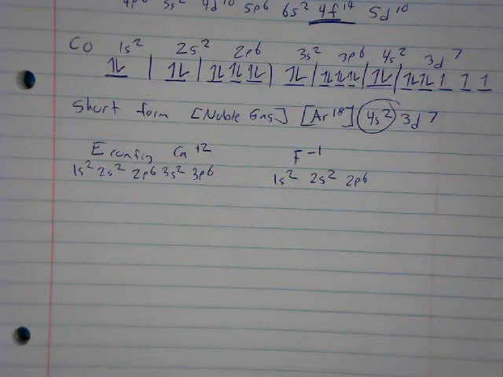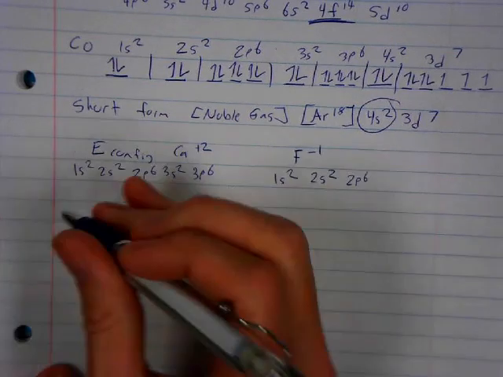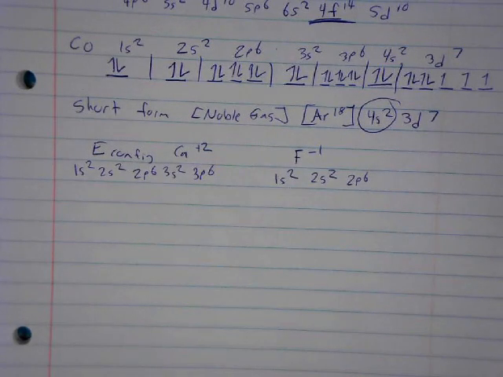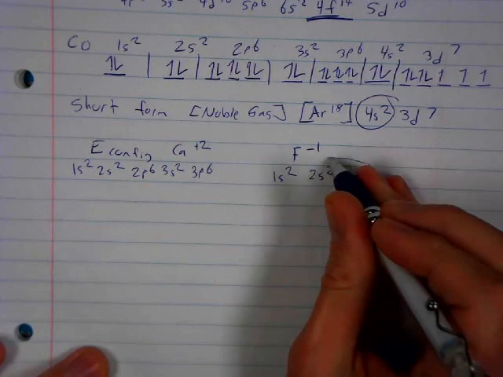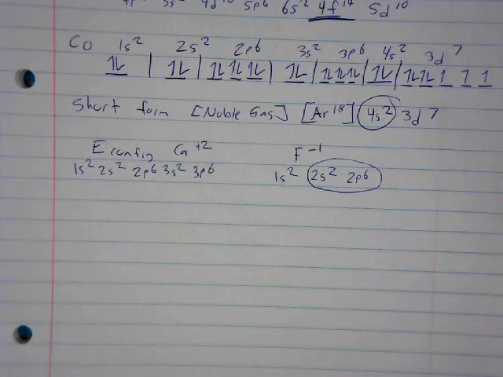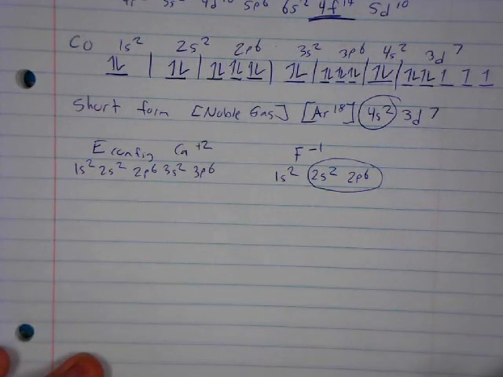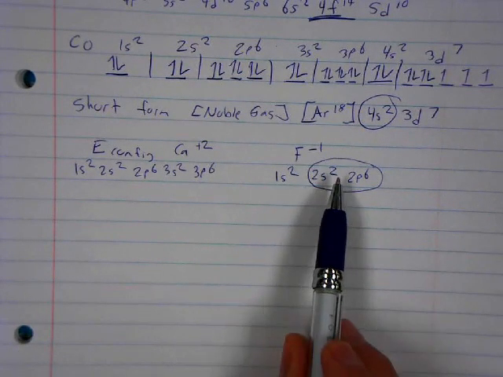1s2, 2s2, then what? 2p6. Because fluorine did what? Gained 1 electron. And now it's like neon. Wait, so would the valence electrons be in 2s2 and 2p6? These are my valence electrons.